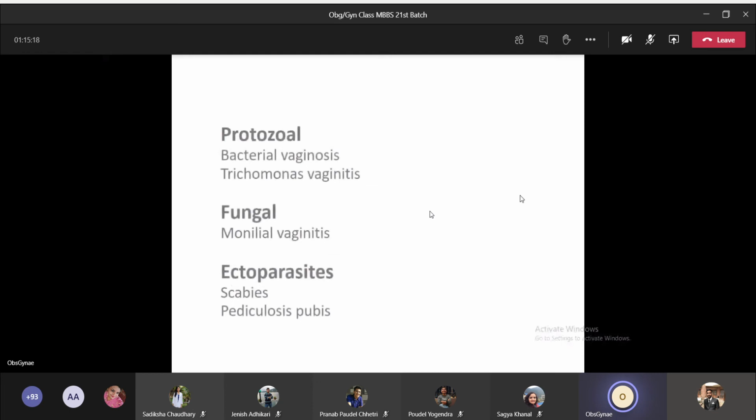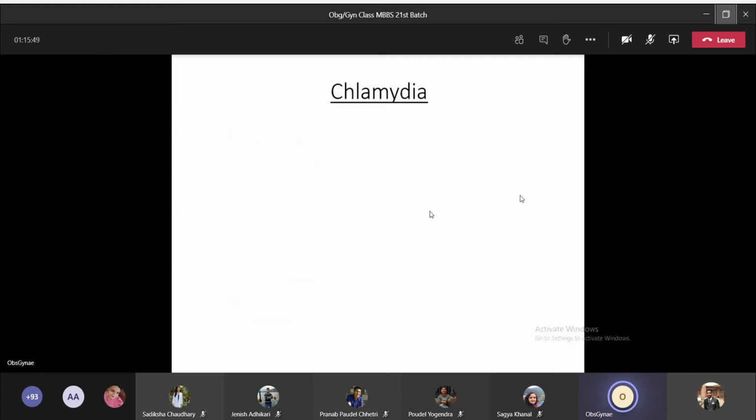Then protozoal infections are bacterial vaginosis and Trichomonas vaginitis. We have two classes for STI, so next time we will talk about bacterial vaginosis and trichomonal vaginitis. And fungal, that is monilial vaginitis. Ectoparasites are not very important, but that is also one of the STIs. I don't think I need to talk about ectoparasites; I think in infectious disease you will go through scabies. Okay, so now I'm going to talk about chlamydia.